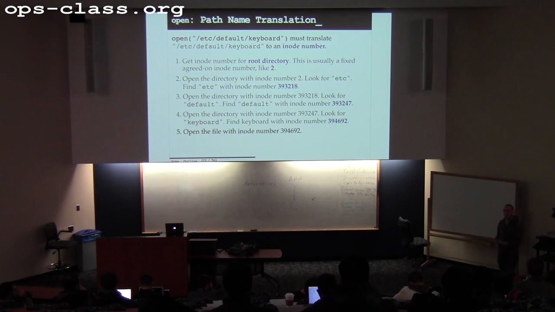But if you have a lot of files in certain directories, you'll notice that the directory size will start to increase. That's simply because I need more space to map all of the files to inode numbers. What else does this mean about file system performance? This has interesting performance implications.